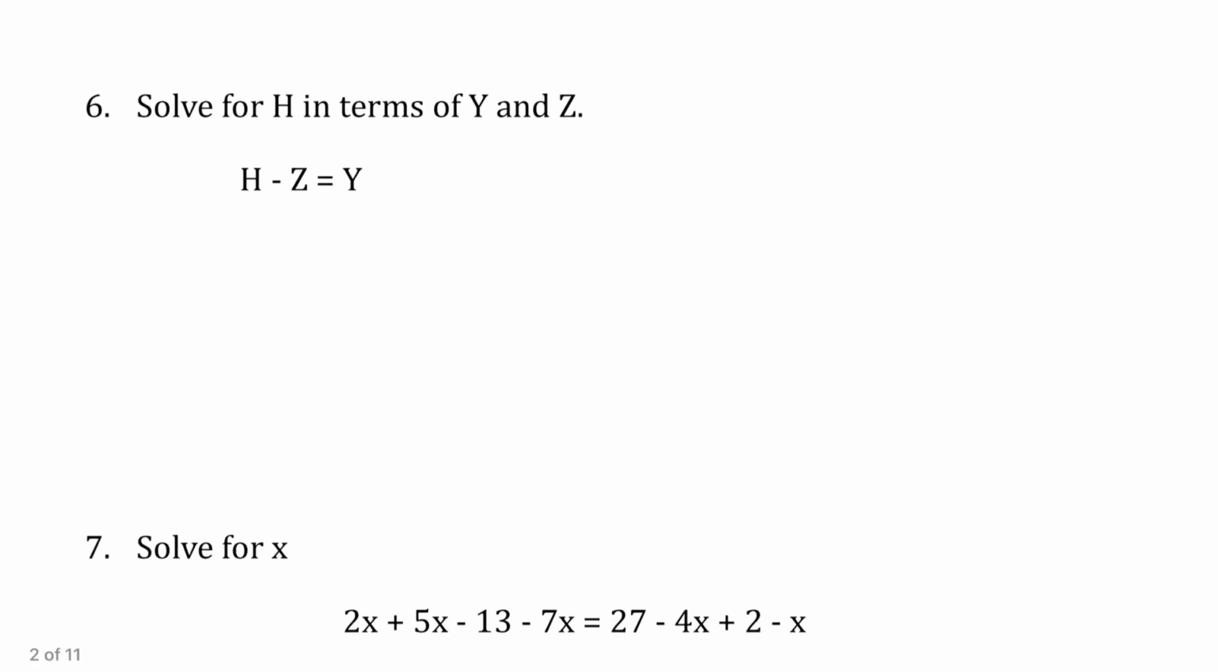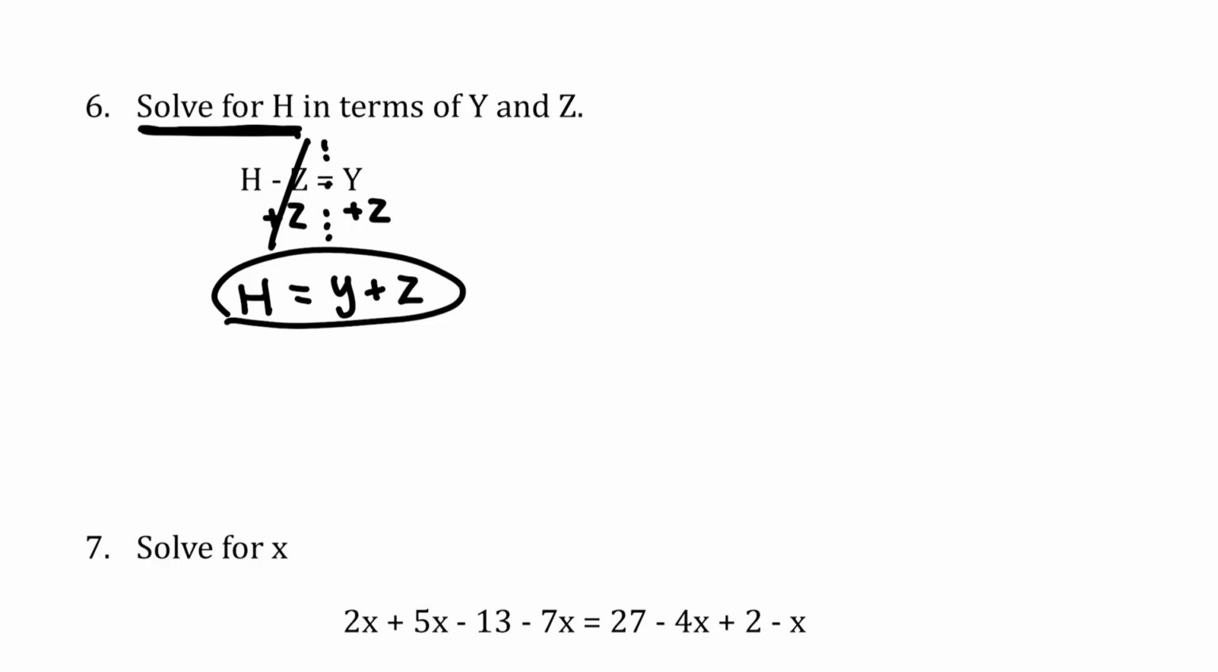All right, number 6, solve for h in terms of y and z. The most important part of number 6 is this part here where it just says solve for h. In terms of y and z, meaning those are the other variables here. So we're going to use inverse operations again. We have h minus z equals y. What's the opposite of minus z? That is plus z to either side of our equal sign, right? Like I'm going to draw little dashes there. Minus z plus z, that cancels out. So we will get h is equal to y plus z. And that's the answer to 6.